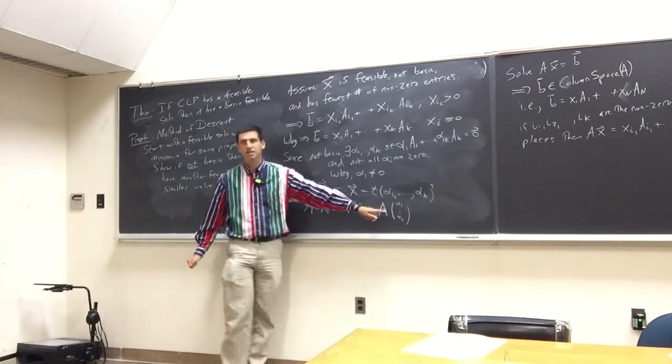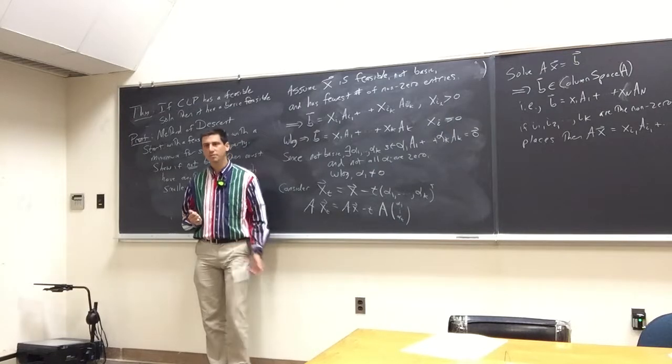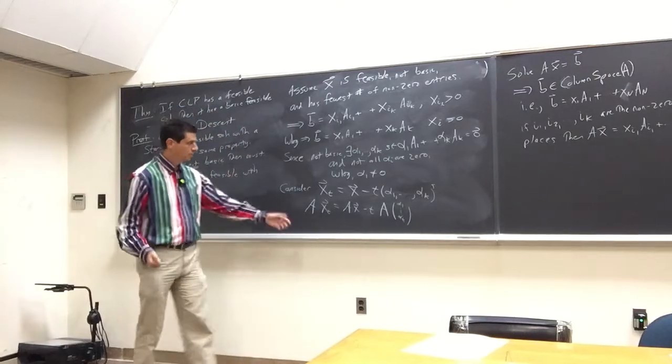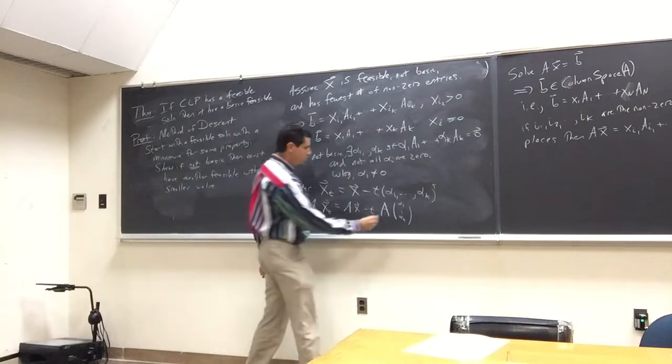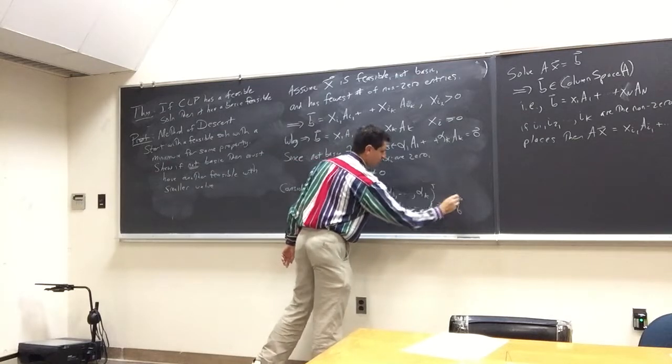And what is A applied to the vector alpha 1 through alpha k? What will that be? 0. We've just chosen the alphas so that when you take that linear combination of the columns, you get 0. So this is just Ax. But we know what Ax is. That's just b.